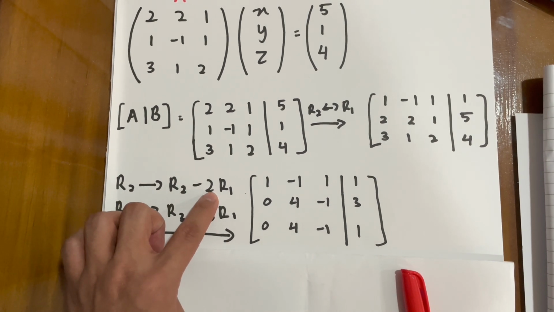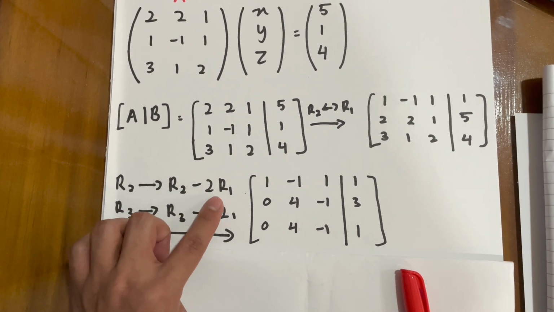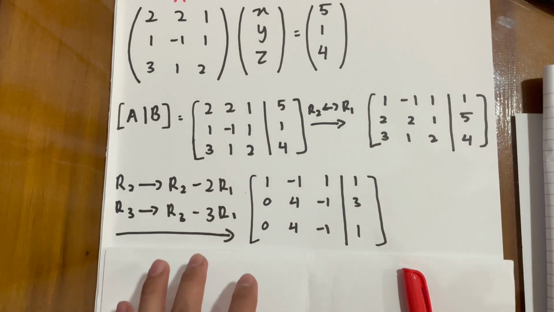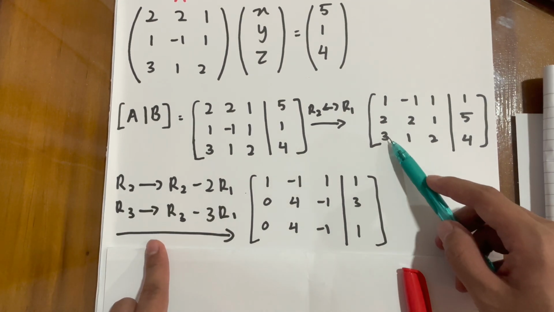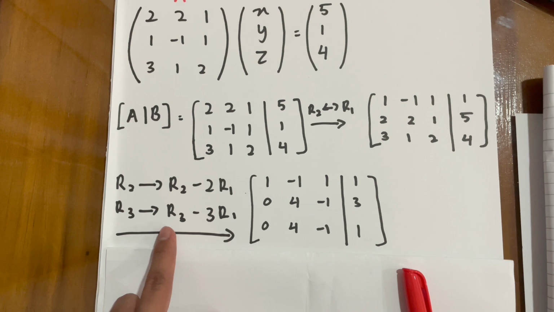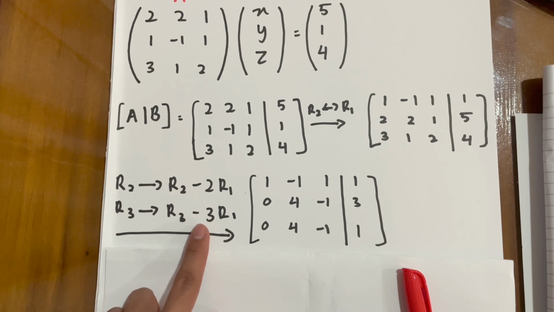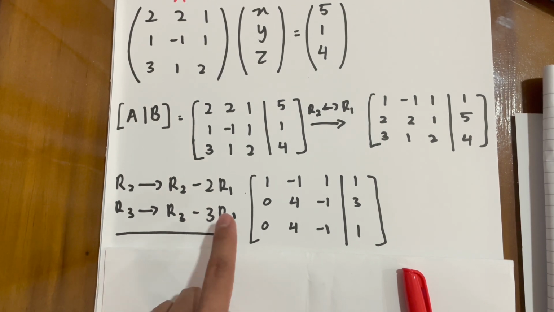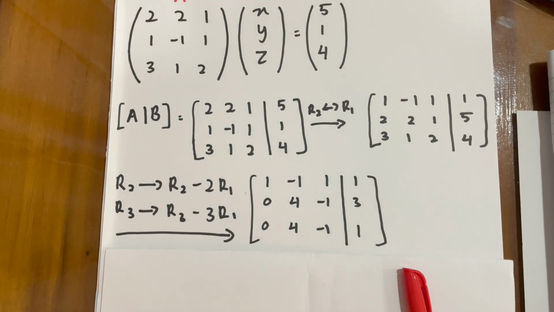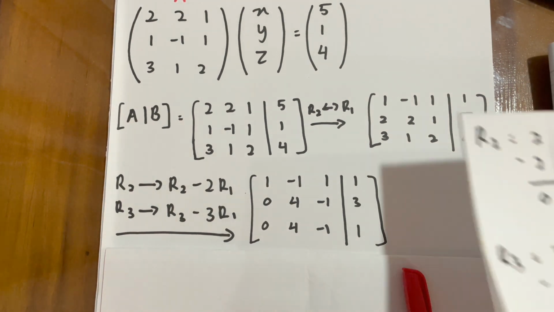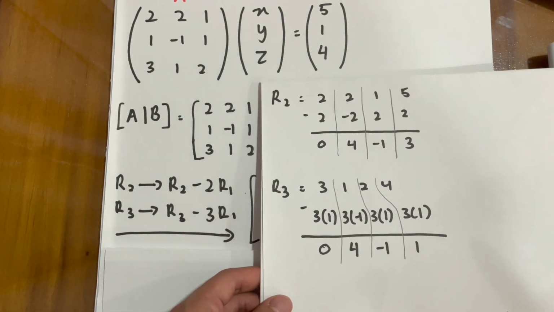R2 minus 2R1. And for element 3 to become 0, it is R3 minus 3R1. So this is my reference for how I did it.